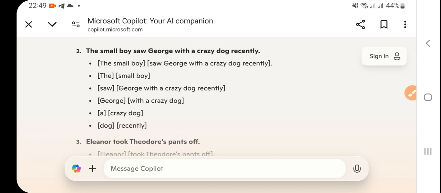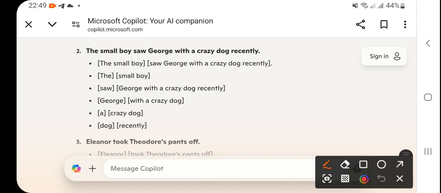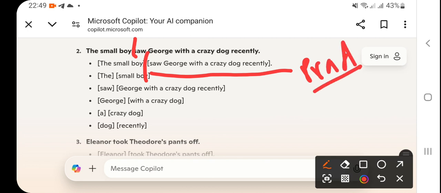Then, the small boy saw George with a crazy dog recently. So the small boy, that's a noun phrase, right? And then saw George with a crazy dog recently, that's a predicate phrase, or that's a verbal phrase, right? Then the small boy will be done. Then saw, that's the main verb.